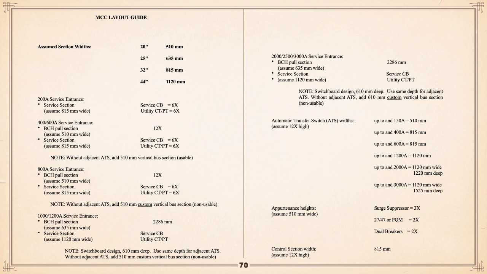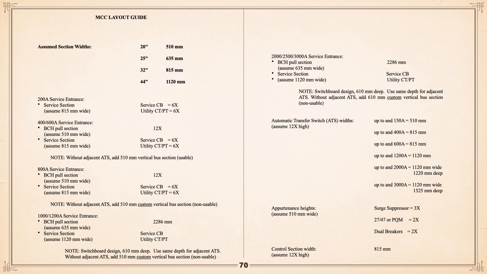For example, you've got a 200 amp service entrance. The circuit breaker will take 6x, the X being 6 inches, by the way. So 6 inches vertical, 3 feet, 6 times 6, 36 inches. And the utility equipment, another 6x. So basically, the full height, and assume 815 millimeter or 32 wide.